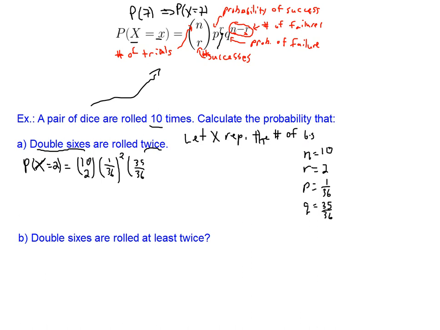Well, for doing the experiment 10 times, and 2 are successes, how many failures will there be? Yeah, 8 of them will be failures. So we get an equation that looks sort of like this. And we get, pardon me, so 10 choose 2 works out to 45.